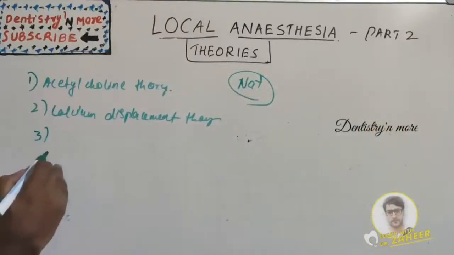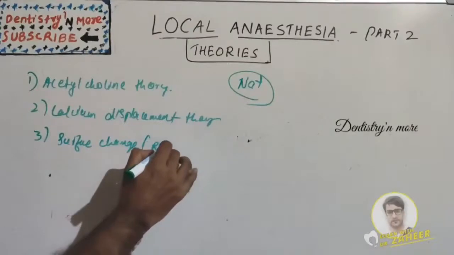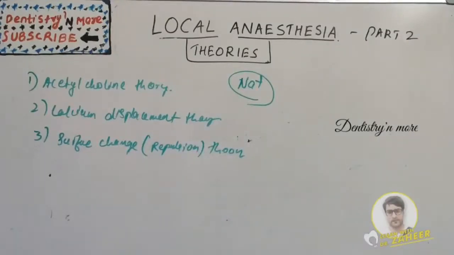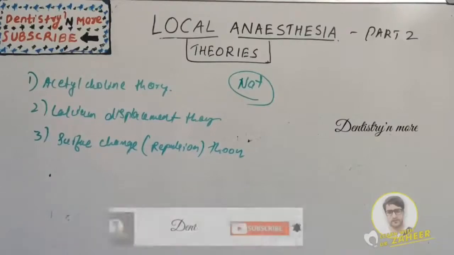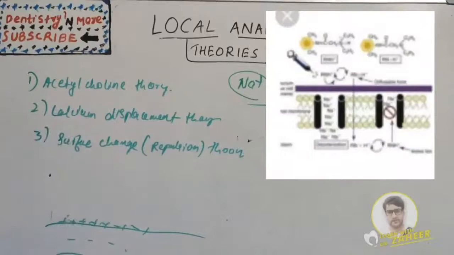The next theory is the surface charge or repulsion theory. It says that local anesthetics act by binding to the nerve membrane and changing the electric potential at the membrane surface. If you have the nerve membrane, it has positive charge outside and negative charge inside. Let this be the outside and this be the inside. So the negative charge is inside and the positive charge on the outside. The local anesthetics will bind to the nerve membrane and change the electrical potential at the membrane surface.